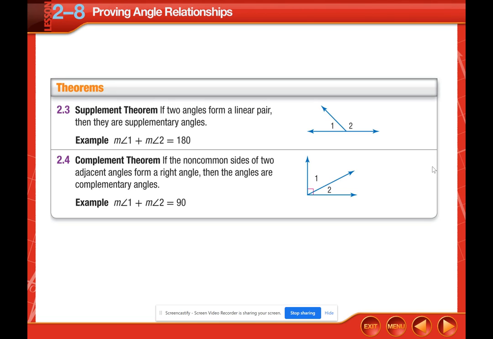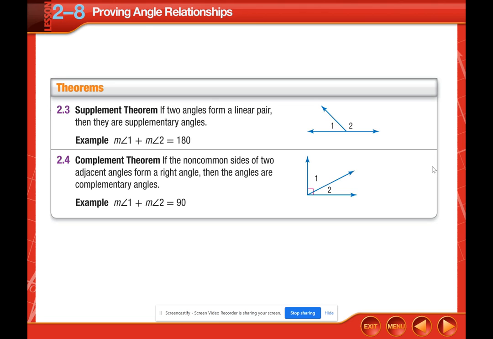We also have additional theorems. There's a supplement theorem and a complement theorem. The supplement theorem states if two angles form a linear pair, if together they make a line where their outside rays are going in opposite directions, we know them to be supplementary angles.